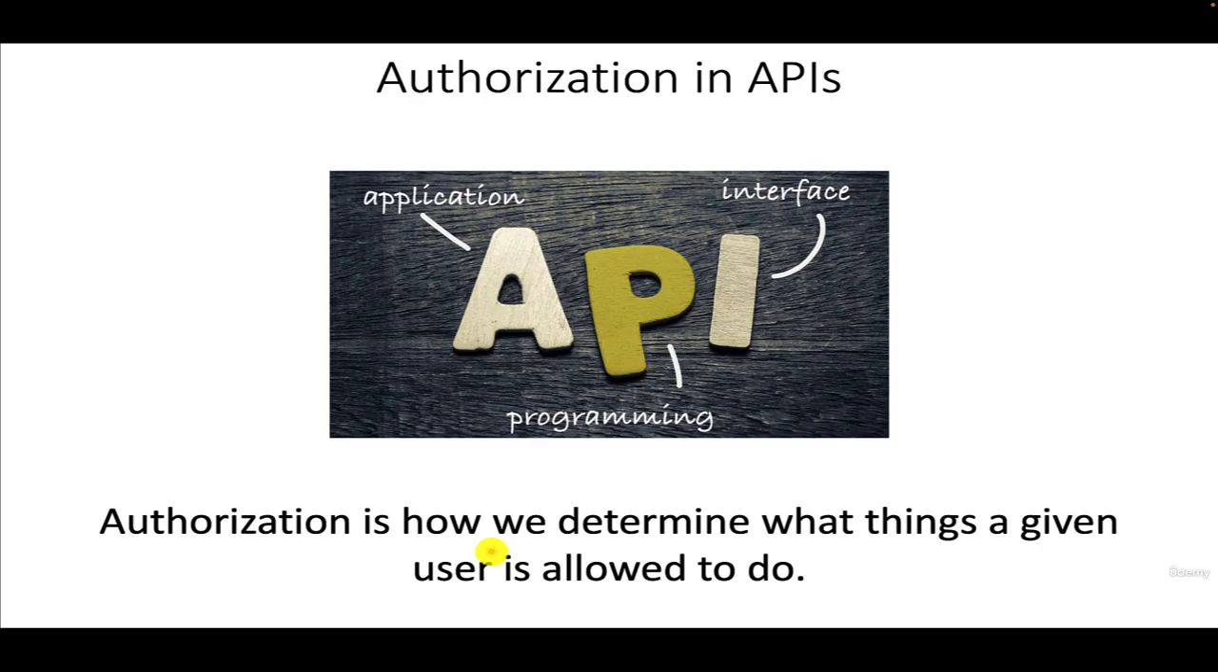Authorization is how we determine what things a given user is allowed to do. So in authorization, we need to make sure about the privileges that are given to each user. For example, user A should not be able to view the revenue, but user B can view it. On the other hand, user C can view it and can transfer funds between accounts. So this is authorization. What are the accesses that are given to each one of them?